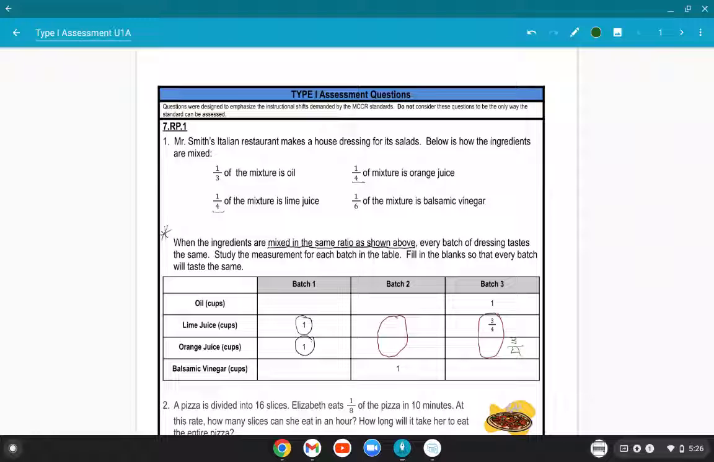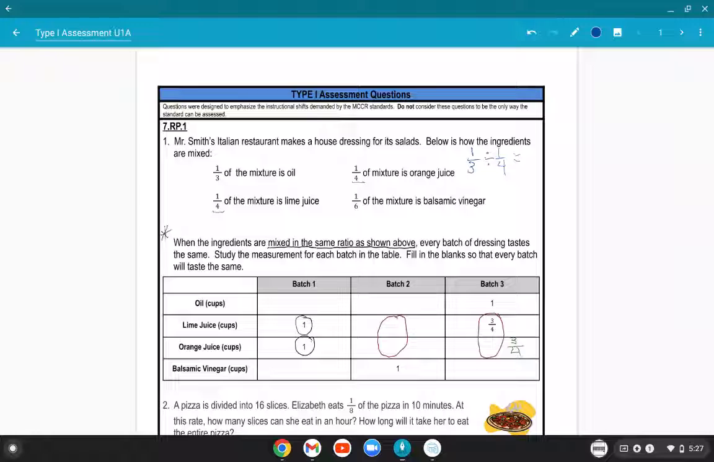All right. Let's go ahead and do the math for batch number one. And I'm going to do this in dark blue. Whenever I do a PDF, I can't write on the side. Now I learned that. So what I'm going to do is kind of do it one by one. Since lime juice and orange juice have the 1/4, I'm going to do 1/3 for the oil divided by 1/4.